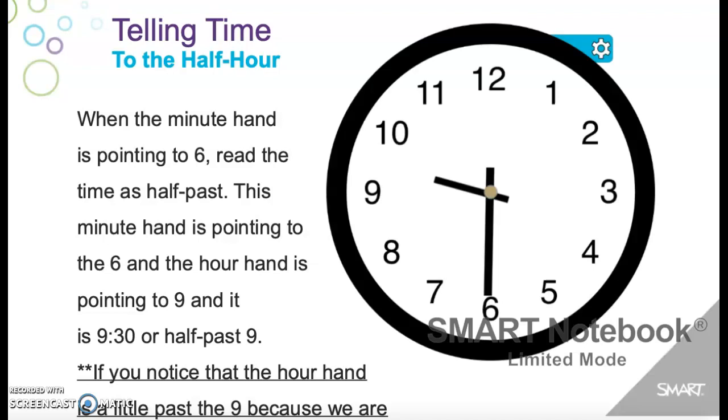All right, here, the minute hand is still pointing to the 6, and we read this time as half past, but now the hour hand, instead of pointing between the 4 and the 5, is between the 9 and the 10. So it's actually 9:30 or half past 9. Remember that the more the minute hand moves, the closer the hour hand is going to get to the 10, but it's not quite to the 10 mark yet. So right now it is 9:30 based on this clock.